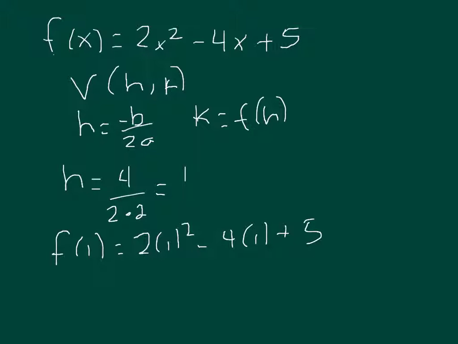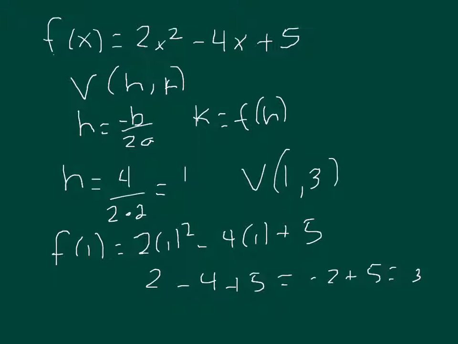And then you're going to have 2 minus 4 plus 5, and that's going to be negative 2 plus 5, which is positive 3. So the vertex is going to be at (1, 3).